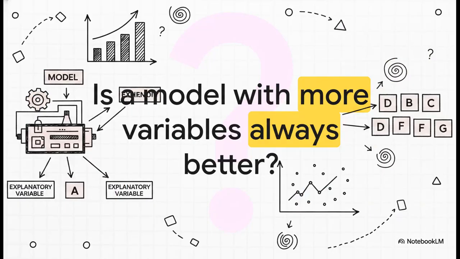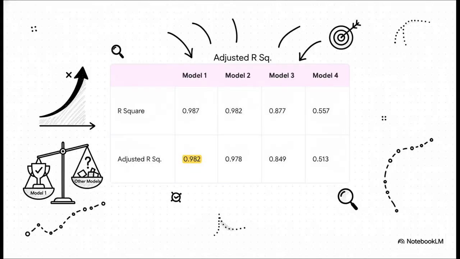So this leads to a super common question. If we want a better grade, a higher R-squared, can't we just keep adding more explanatory variables? Just keep throwing more stuff into the machine? Well, not so fast. There's a catch. Regular R-squared will almost always go up when you add more inputs, even if they're totally useless. That's why we use adjusted R-squared. It's a much smarter metric that actually penalizes the model for adding variables that don't really improve its predictions. And as you can see here, Model 1 wins because it has the highest adjusted R-squared.